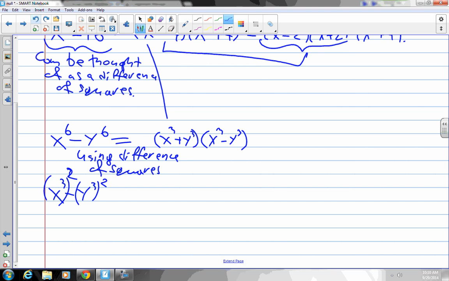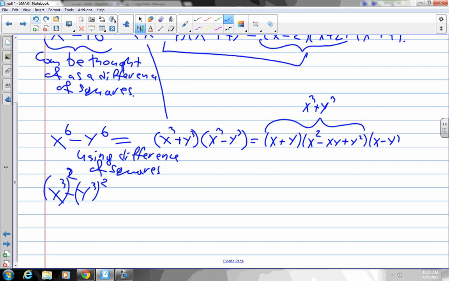Is that okay? Can I go any further? Yeah, because you're just looking at a sum of two cubes and a difference of two cubes, right? X cubed plus y cubed is just a sum of two cubes. We have a formula for that. We'll just use that formula straight up. Replace every a with an x. Replace every b with a y. So that was the sum of cubes.